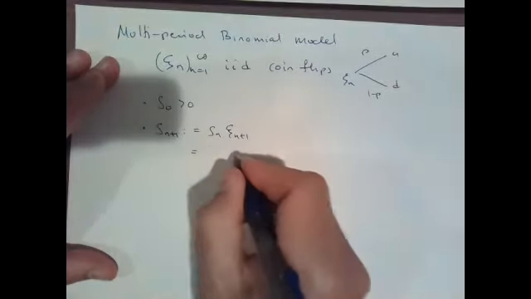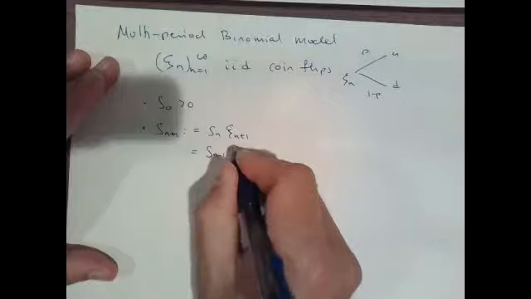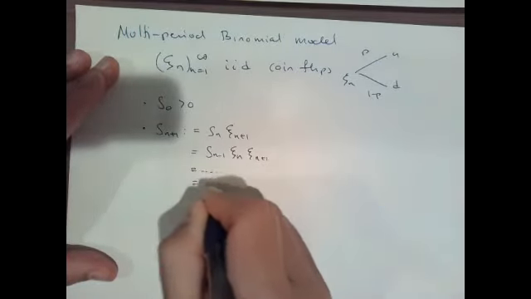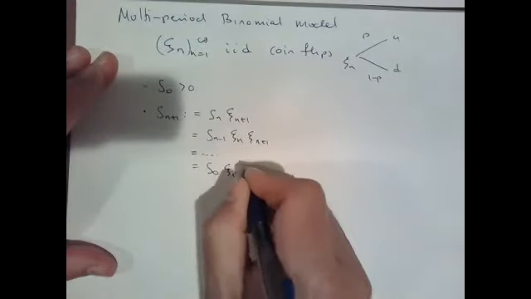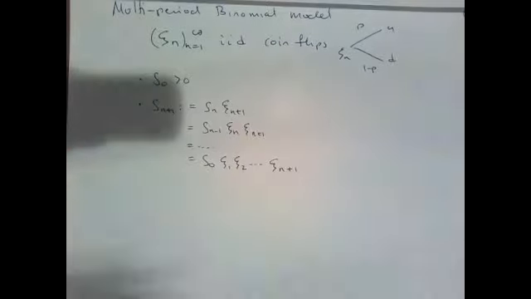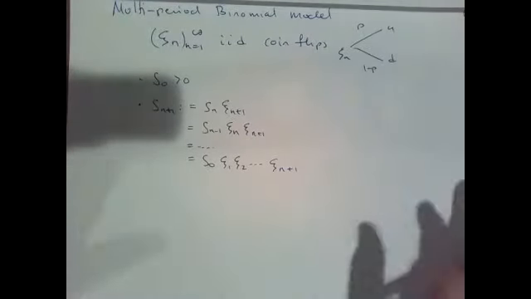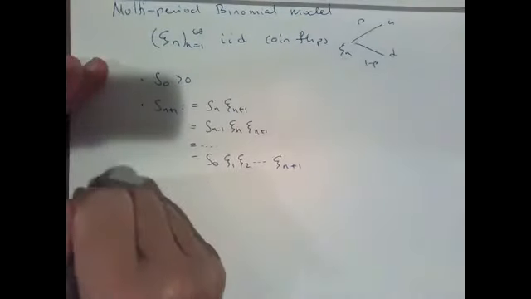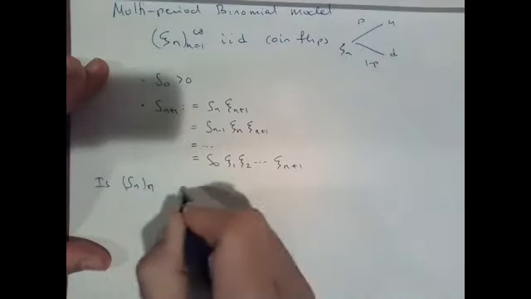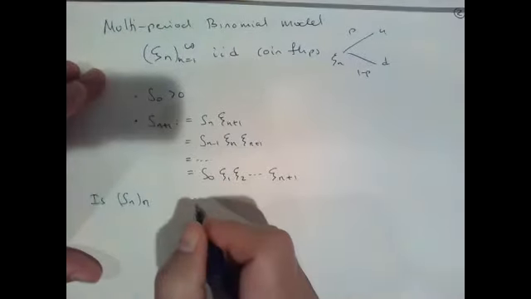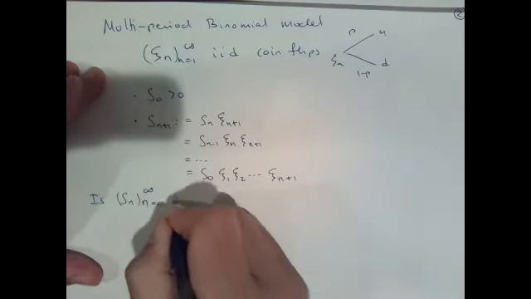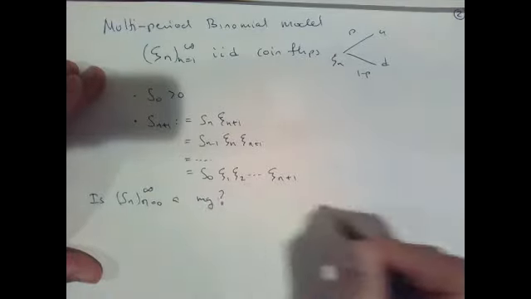And of course I can write this out: this is the same thing as S(n-1) times psi n. And I can keep doing this and I'll end up with S0, psi 1, psi 2, the product all the way up to psi n. And so I have such a thing, and I could ask, is this a martingale? Is Sn the sequence a martingale?